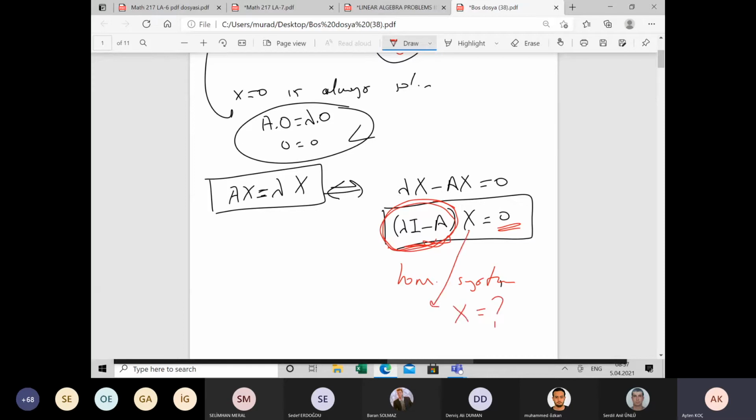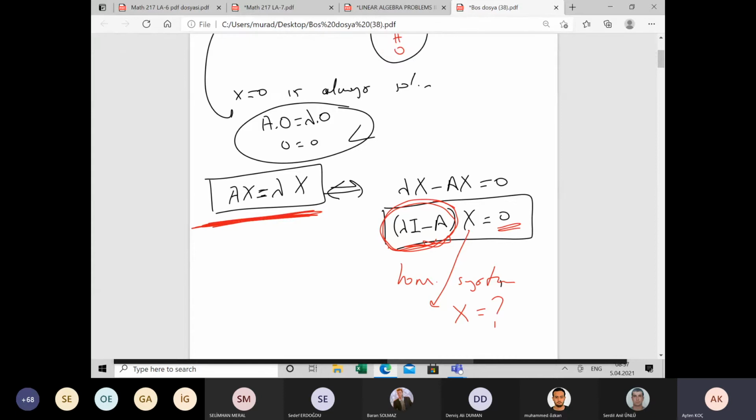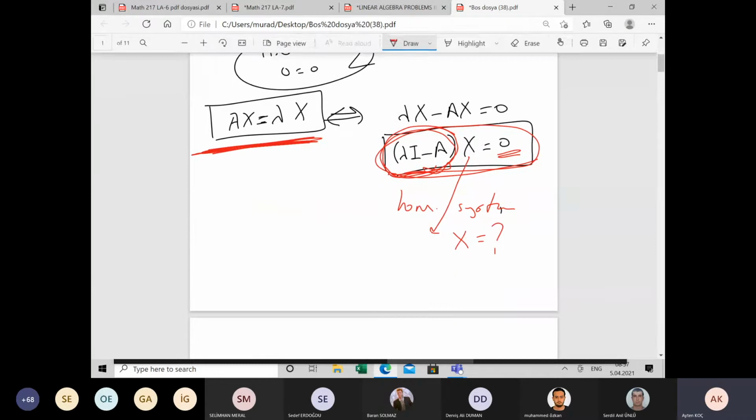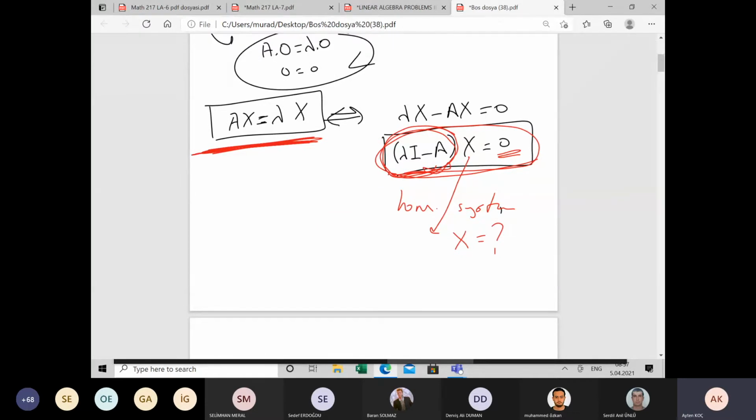So our problem, to find the eigenvalues and eigenvectors, can be transformed into this problem. Which problem? Solve the homogeneous system, find the x. Our aim is to find the vector x, a non-zero vector. Solving the homogeneous system, we know that x equal to 0 is always a solution of the system, but our aim is to find the non-trivial solution. X is not 0. Is it okay?